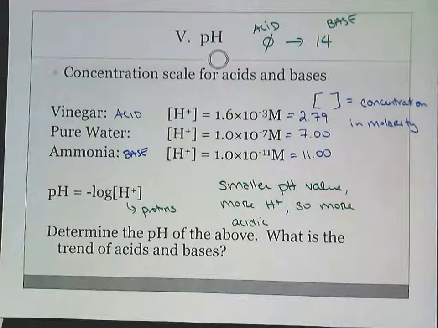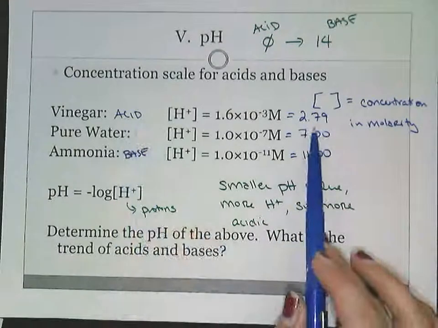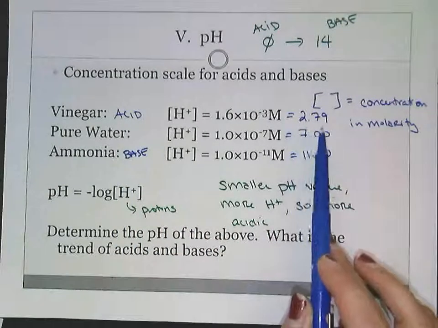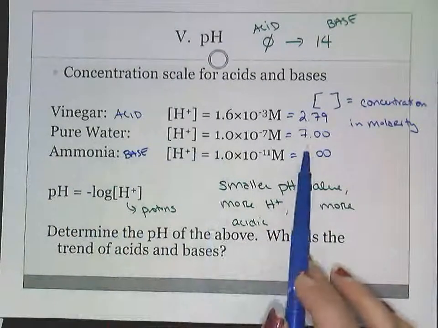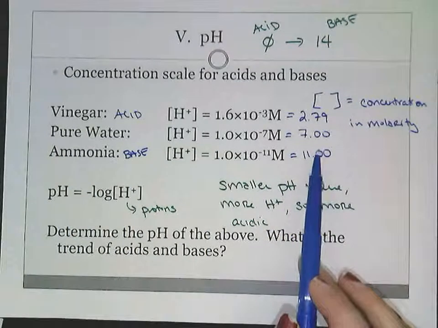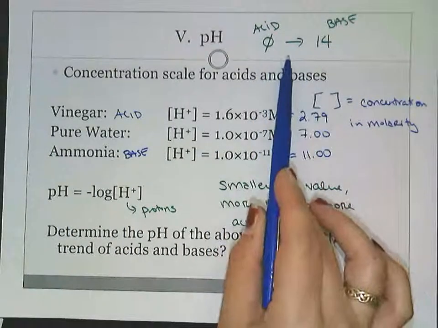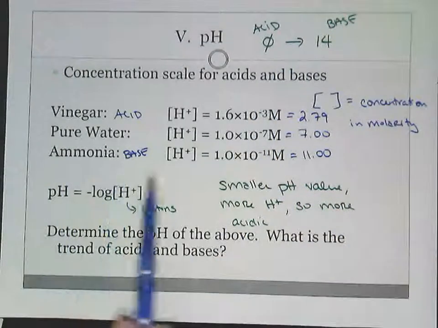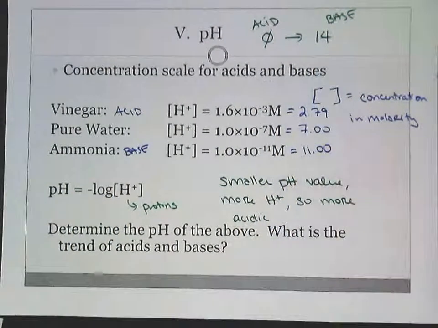Do these values make sense with what we said like 2 minutes ago? Yes, this is an acid, so it has a pH of 2.8, pretty low. Pure water is considered the exact middle, so it should be between 0 and 14, so it's 7. The ammonia being a base, it's going to be closer to 14 on the basic side. Questions about that?